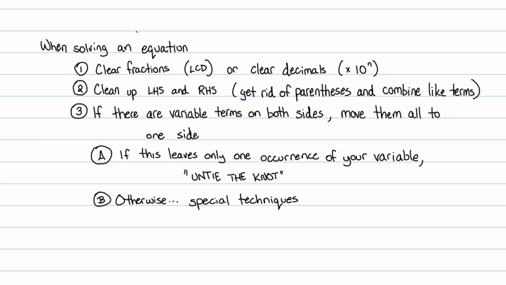And those are just easier to work with. Clean up each side of the equation by getting rid of parentheses and combining like terms on the left-hand side and on the right-hand side. And then at that point, if you look at your equation and there happen to be variable terms on both sides, move all the variable chunks to one side. Then one of two things will be true. Either it leaves you with only one occurrence of your variable, and in that case you do my untie-the-knot method. Otherwise, if you have two or more occurrences of your variable, then you have to resort to special techniques. I'll show you what I mean here.